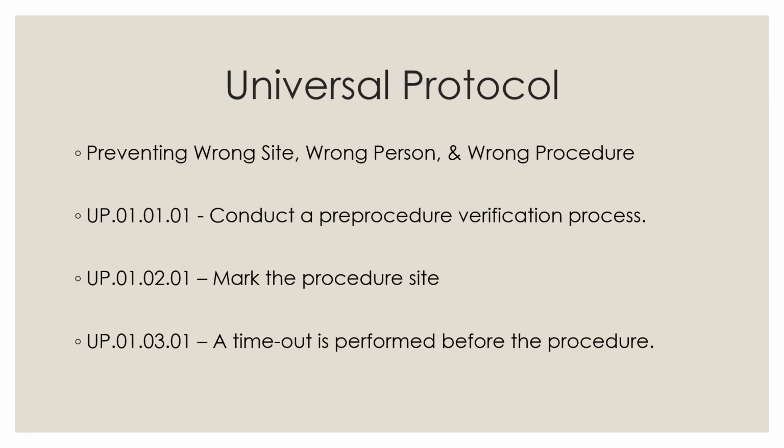The final goal we are going to discuss is Universal Protocol. The goal of Universal Protocol is to prevent wrong site, wrong person, and wrong procedure. The first component is to conduct a pre-procedure verification process. This is to verify the correct procedure for the correct patient at the correct site. The patient should be involved if possible. The second component is to mark the procedure site. This should be done prior to the procedure with the patient. The site is marked by a licensed independent practitioner who is ultimately accountable for the procedure and will be present when the procedure is performed.